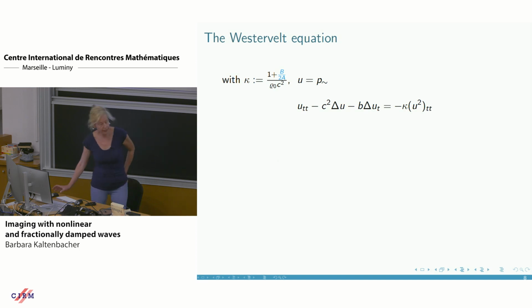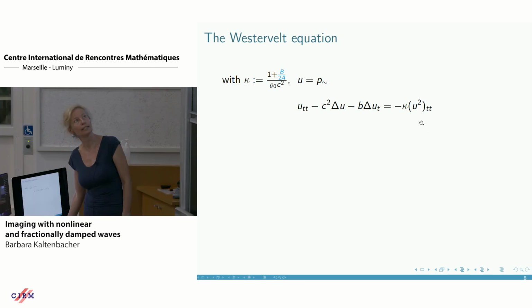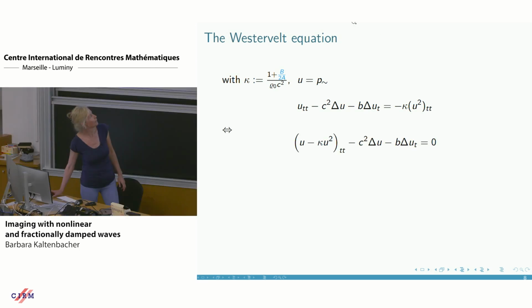So the point is we have this nonlinearity. It's a quadratic nonlinearity, and it appears under the second time derivative. I have written this more clearly here, using a combined coefficient that actually contains this nonlinearity parameter. And so you see we have a u squared tt on the right-hand side. If we move everything to the same side, then you see already there is potential degeneracy involved here. So there's u minus something times u squared under the second time derivative.